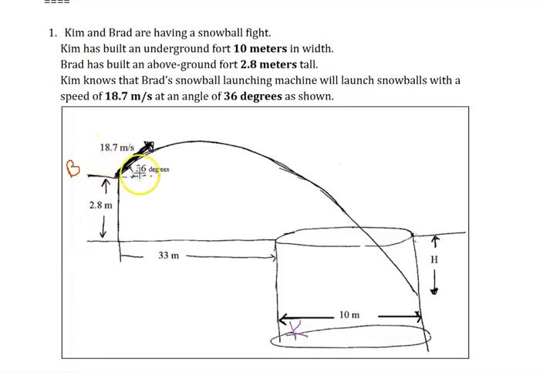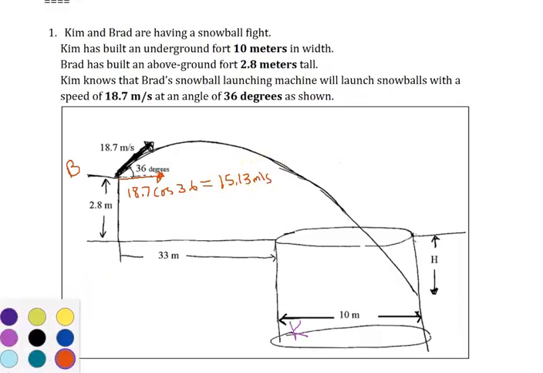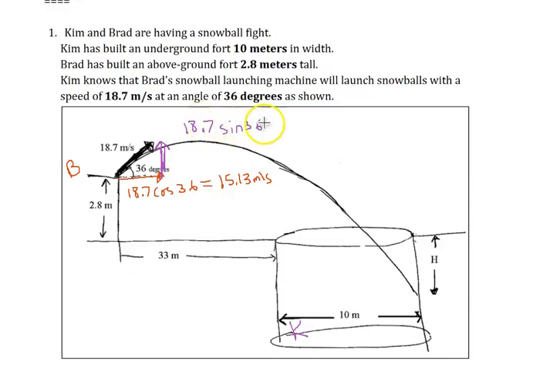So you've got a speed and an angle. So the first thing you're going to do, you know the drill, is say that the horizontal speed is 18.7 cosine of 36, which is 15.13 meters per second. And Vy is 18.7 sine of 36, which is 10.99, or pretty much 11 meters per second. And then cross out the 18.7 because we've used that information.